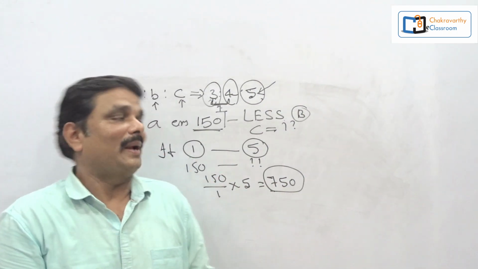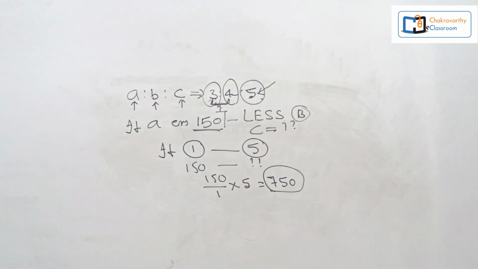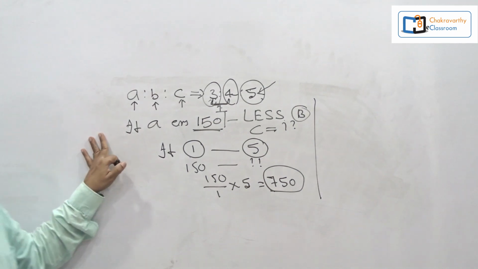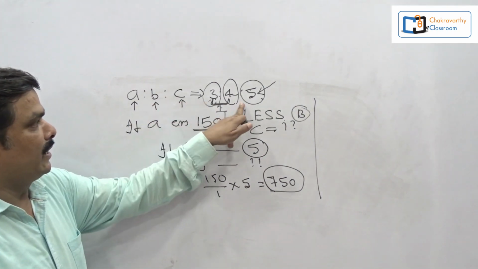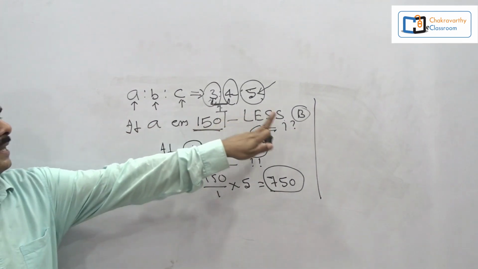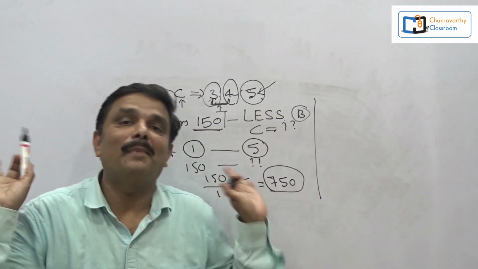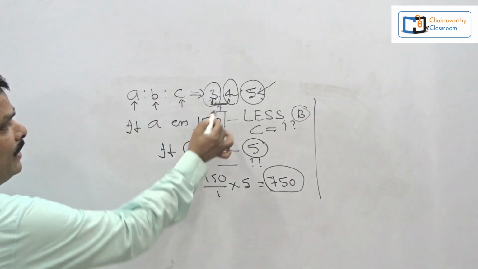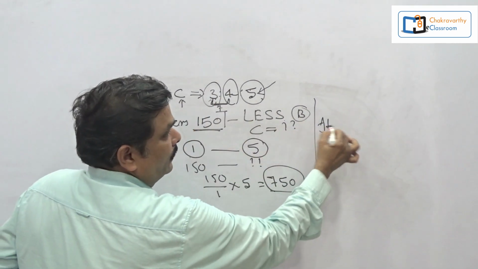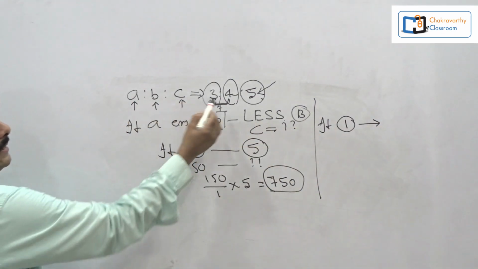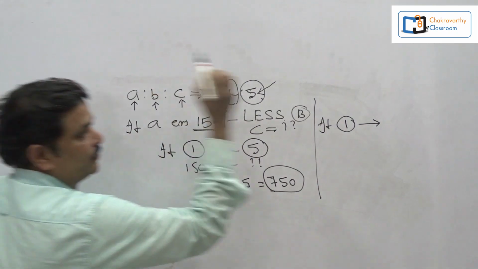Okay, right. Now, if the question is like this, instead of asking C's share, if they ask in this way: A is to B is to C, income ratio is this one. If A earns 150 less than B, what is the total amount? Simply you can do it in the same way. If the difference is 1 rupee, the total amount is 5 plus 4, 9 plus 3, 12. Total amount is 12.